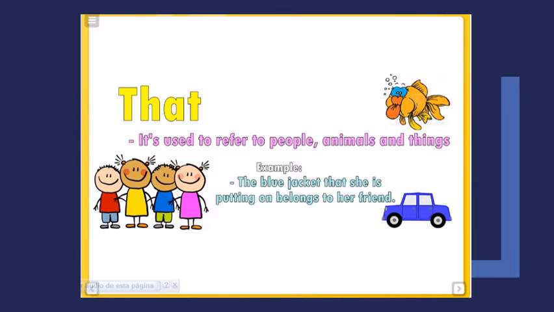Now we have to learn how to use that. And that is used to refer to people, animals, and things. For example, the blue jacket that she is putting on belongs to her friend.